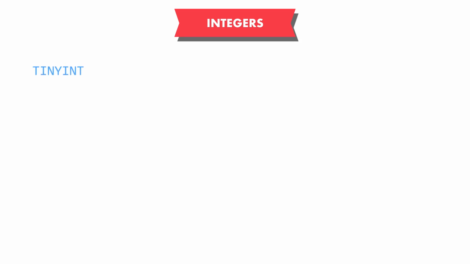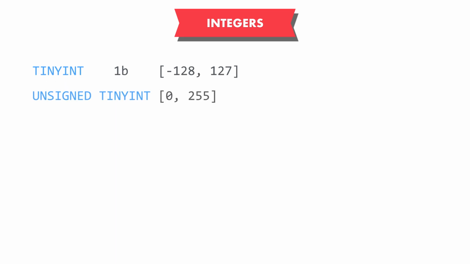So we have tinyInt, which takes only 1 byte, and with this we can store the numbers minus 128 to 127. Now, if we mark a numeric column as unsigned, it can only store positive numbers. So with an unsigned tinyInt, we'll be able to store the numbers 0 to 255. This is particularly useful when storing positive values like people's age. If we mark this column as unsigned, we can prevent a negative value from being accidentally stored in our database.